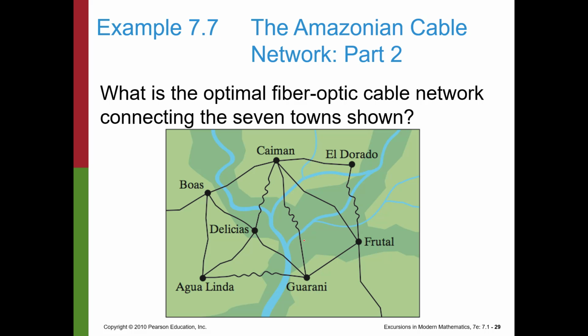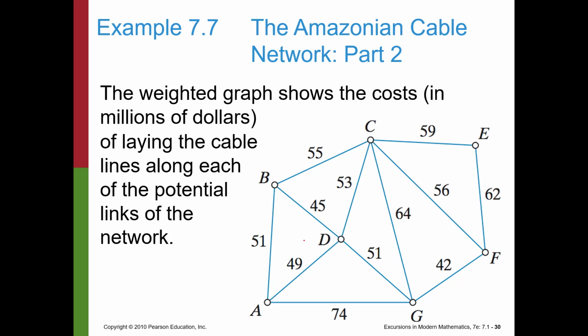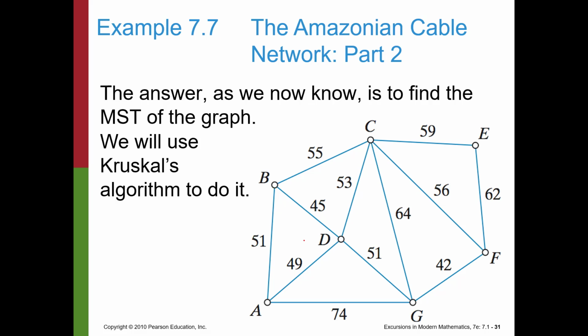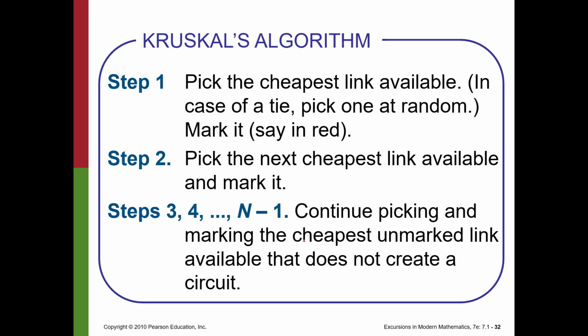And so then, going back to the Amazonian cable network, part two, what is the optimal fiber optic cable network connecting the seven towns shown? The weighted graph shows the cost in millions of dollars of laying cable lines along each of the potential links of the network. The answer, as we now know, is to find the minimal spanning tree of the graph. We will use Kruskal's algorithm to do it.